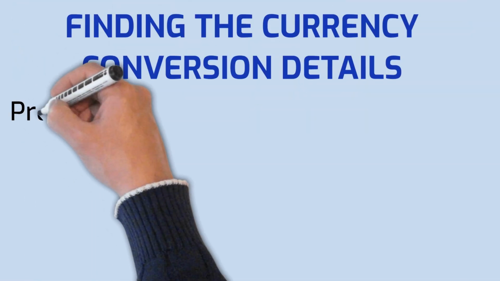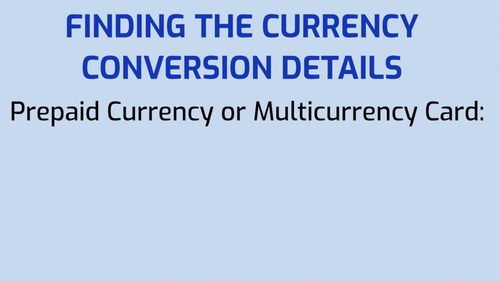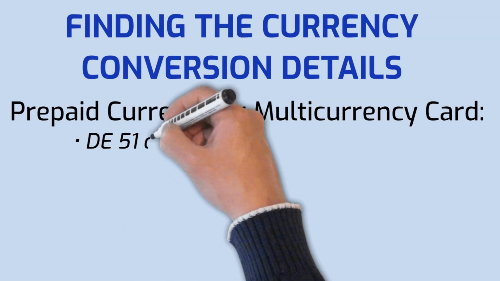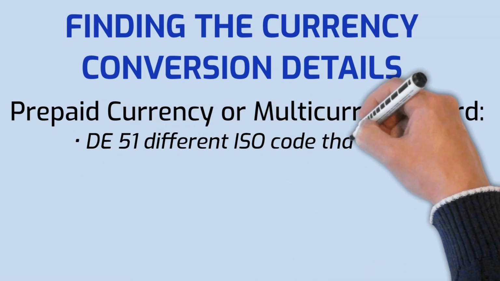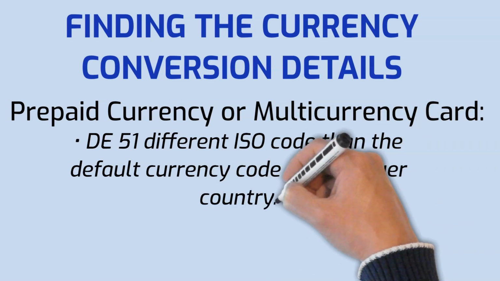So, how can you spot a prepaid currency card or a multi-currency card by looking at the transaction record? For a prepaid currency card, you will see that the cardholder billing currency in DE51 is not the default currency of the issuer country. That is your clue to determine that this card is a specific currency card.